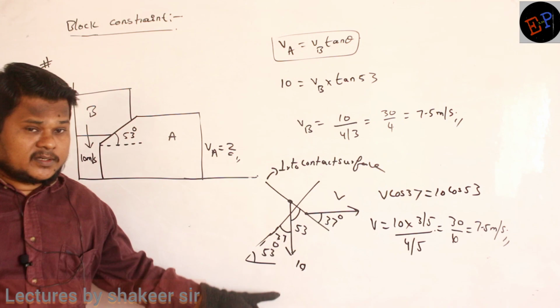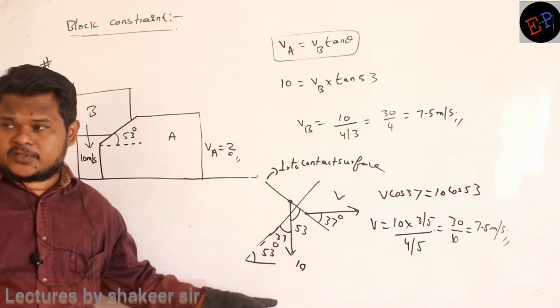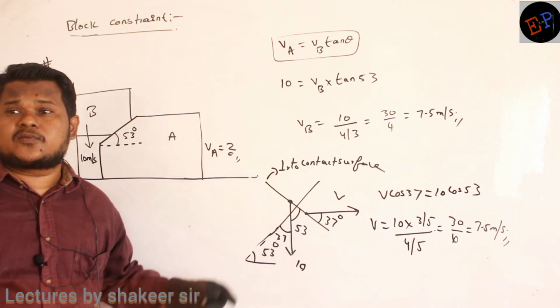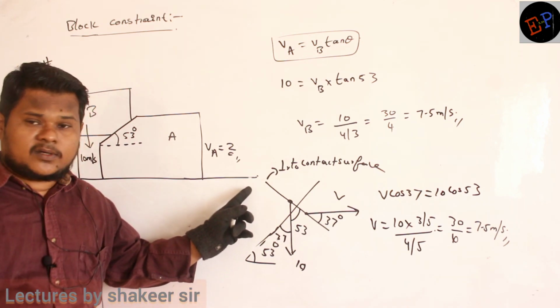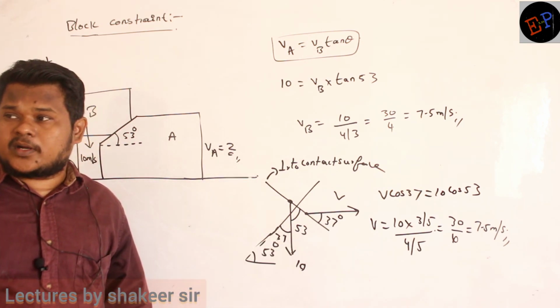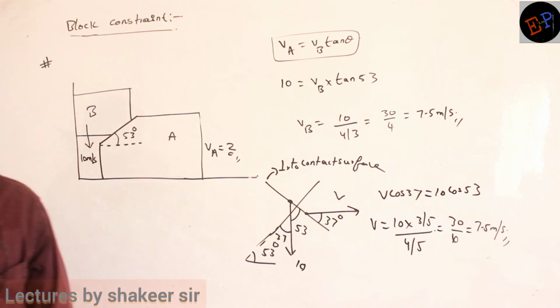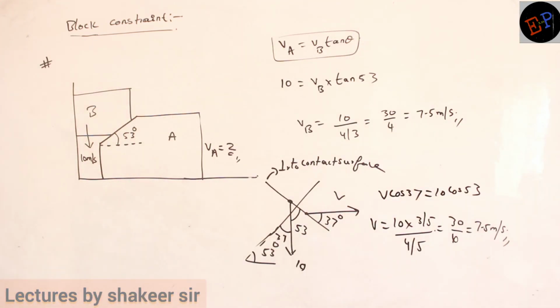But you should be very clear about splitting and you should be very clear about velocities being equal on which line. Velocities are equal on perpendicular to contact surface. That's it. Fine? That's all. Clear, no?